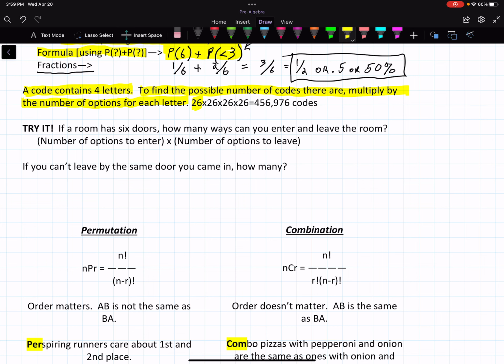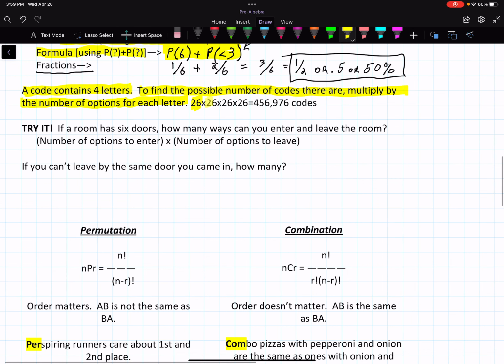So there's 26 possible options in the first letter, times 26 more options in the second letter, times 26 more in the third, times 26 more in the fourth. So a simple calculation is take how many different things there are for, in this case, letters. There's 26 possible letters in the alphabet. Multiply them together for each one of the 4 spots where you can have a letter, and there's 450,000 plus codes in a 4-letter code.